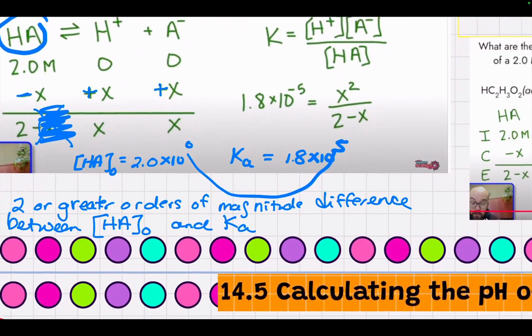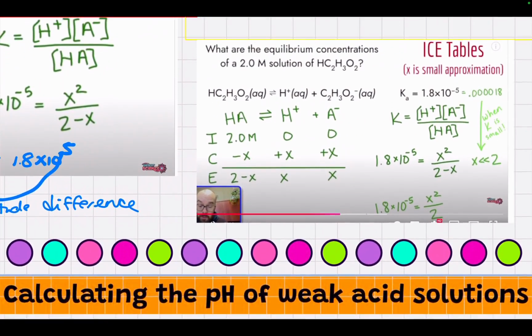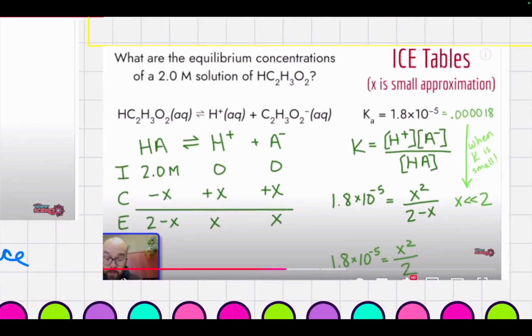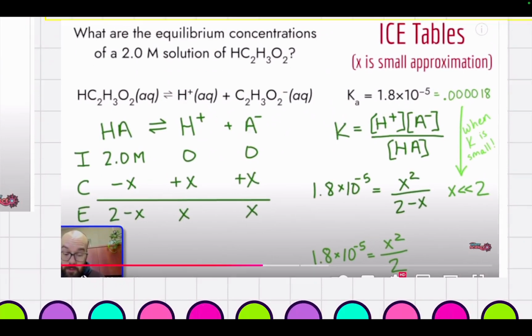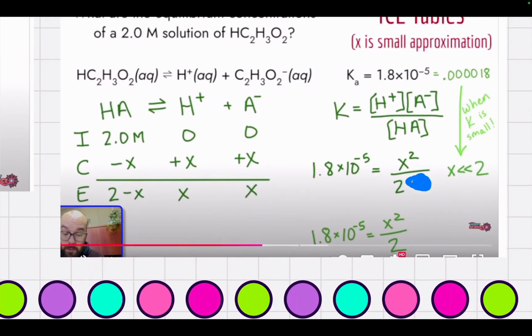So when I sub in then to the equilibrium expression, I can say this is negligible, and then I can just put a 2 in there. And that makes the math of this much easier.